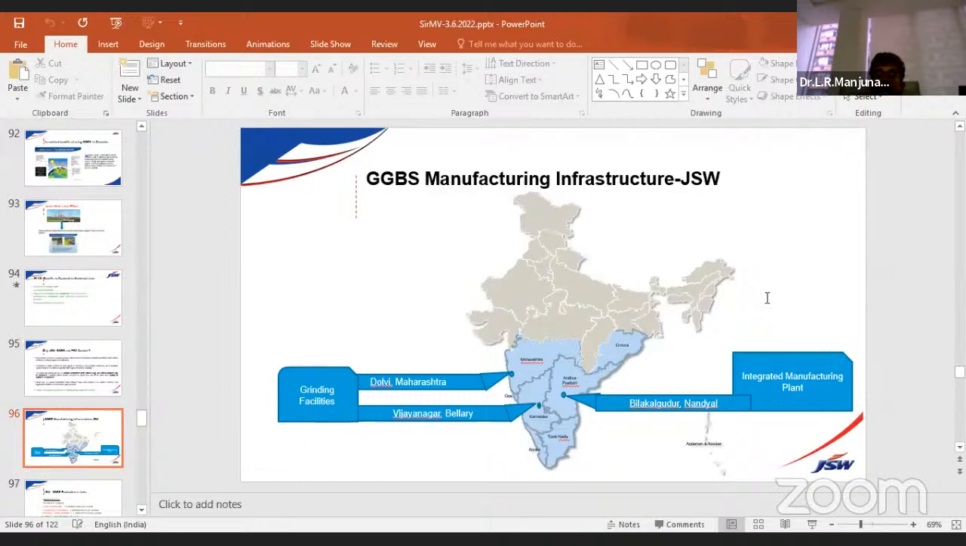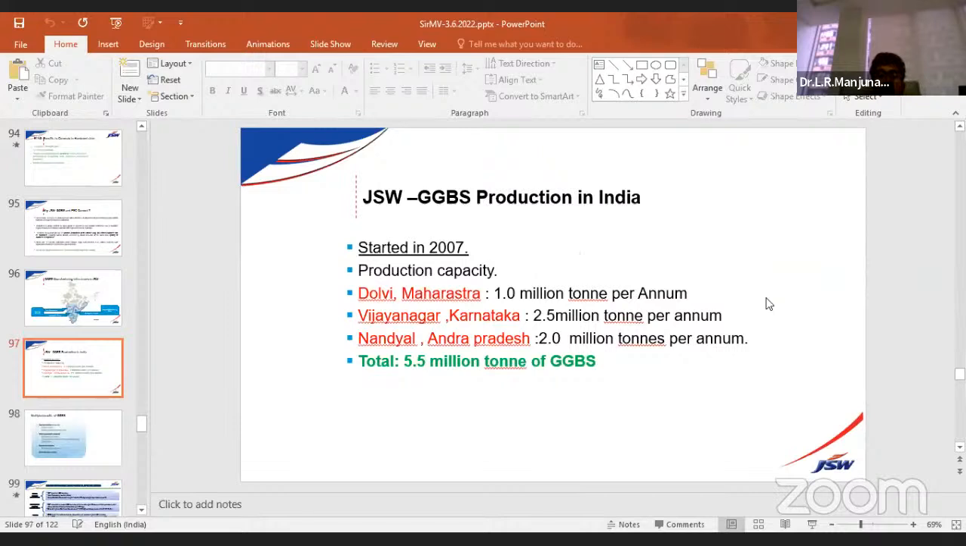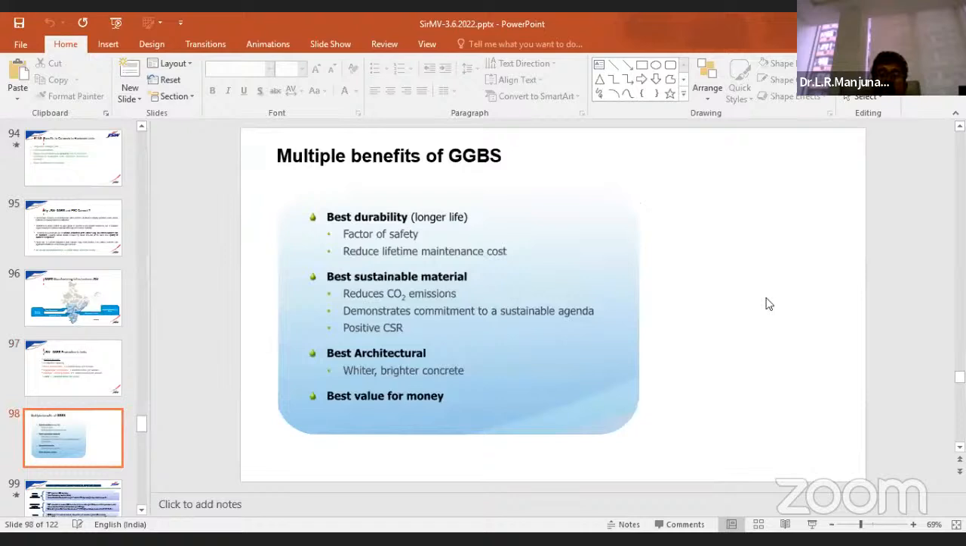So we have manufacturing facilities now at Dolvi, Maharashtra, Vijayanagar, then we have Nandyal. Recently we started producing GGBS in Salboni, West Bengal, and we are expanding everywhere. So currently, for GGBS, 5.5 million ton capacity, one of the biggest capacities in India for GGBS manufacturing. So multiple benefits of GGBS: best durability, best sustainable material, best architectural material because it is whiter and brighter in nature.